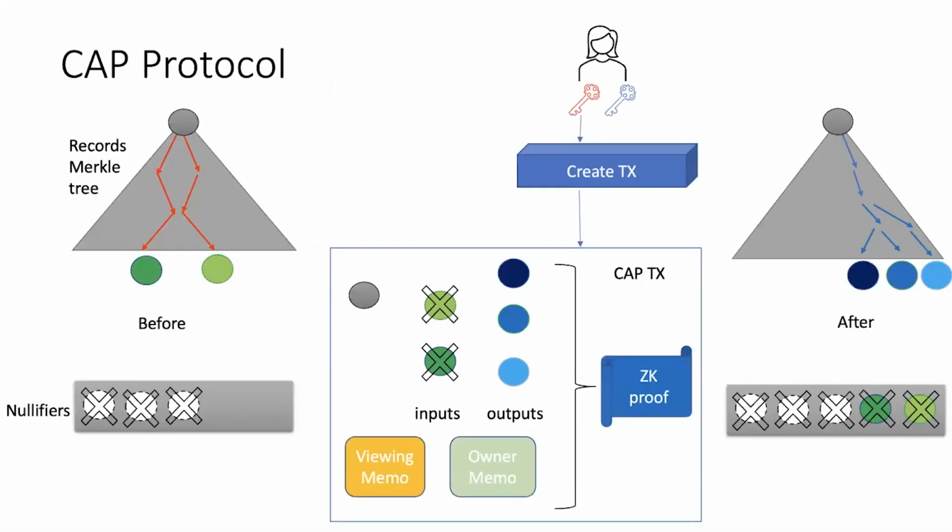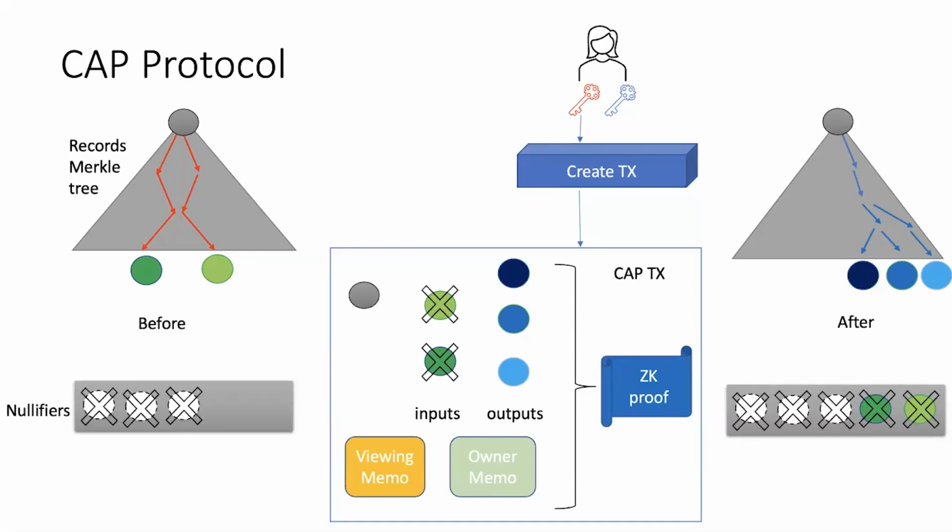So the full protocol will also involve a Merkle tree. Before a transaction, you have a record Merkle tree over the records. You have some nullifiers. The transaction will take some inputs, nullify them, and create some new outputs. Those new outputs get inserted into the Merkle tree. There's a zero knowledge proof showing all those things that I just mentioned, that the viewing memo is created properly, that the inputs are nullified properly, and it will add these nullifiers to the nullifier set.